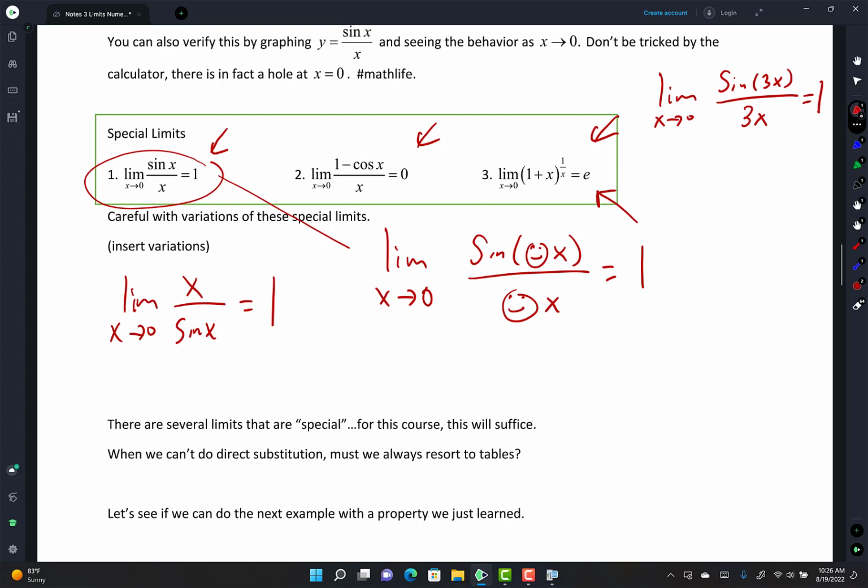You can't divide by 0, but it's part of the property. If I were to type this into my calculator, sine 3x over 3x, and get closer and closer to 0, I would get 1 again, just like I did with my table. I'm going to get all the same numbers that I just did. If you get closer to 0, you're going to get 1, yes.